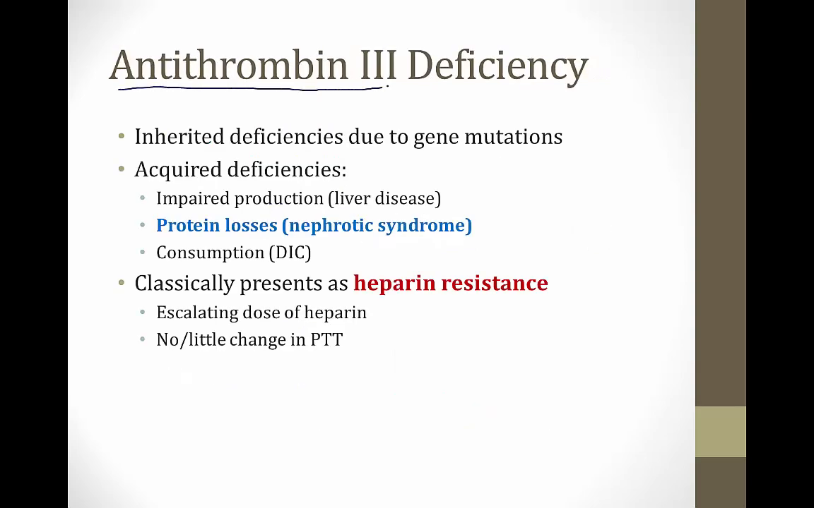Antithrombin III is a naturally occurring anticoagulant that inactivates a number of factors in the coagulation cascade. I talk about antithrombin III in more detail in the module on coagulation.